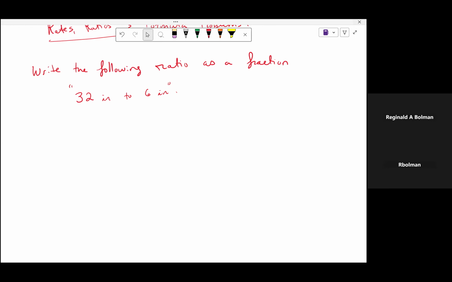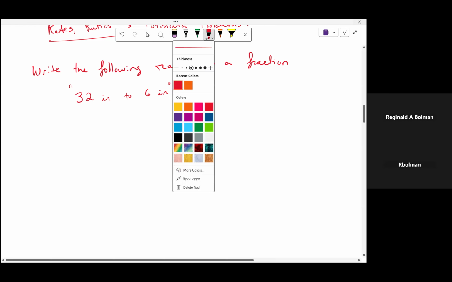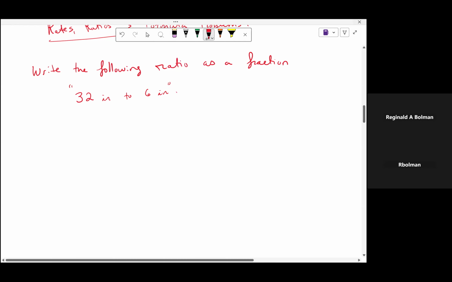And so you may be given a statement such as 32 inches to 6 inches and identify the corresponding fraction, or the fraction that corresponds to the particular statement. Of course, on a standardized test, you might be given a number of different options that you can presumably cancel out or rule out by process of elimination. But necessarily, you'll have to be able to interpret the ratio correctly.